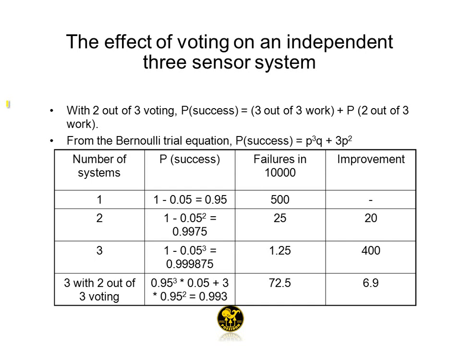So I hear people say, oh, I've got 3 oxygen sensors. And I say, yeah. With your voting algorithm in place, if everything is working perfectly, you haven't got a 500-factor improvement in reliability. You've got, like, 7. Personally, I find that scary.